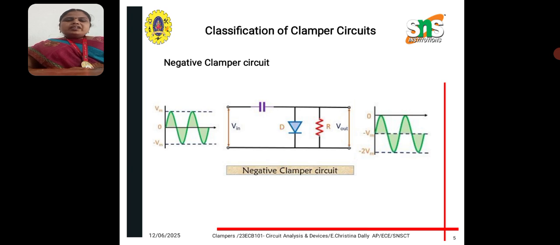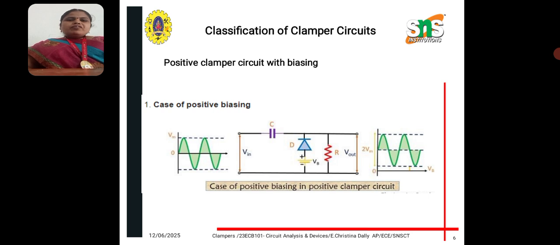In the case of the negative clamper circuit, what I mentioned for the positive clamper, it just goes down from the zero position. So that is the difference between the positive clamper and the negative clamper circuit.